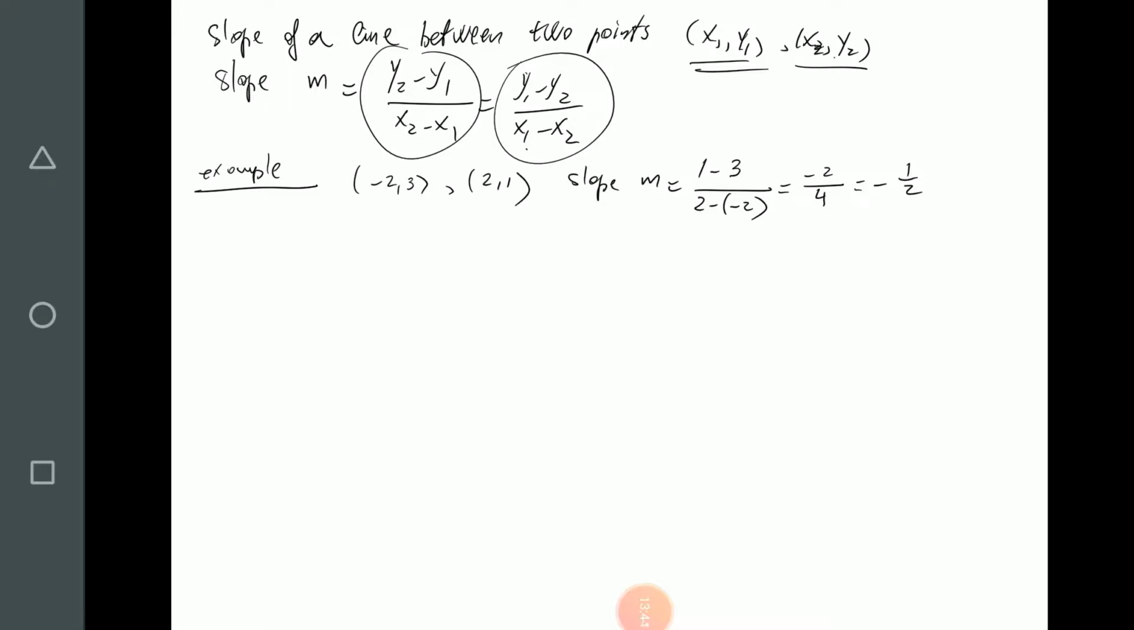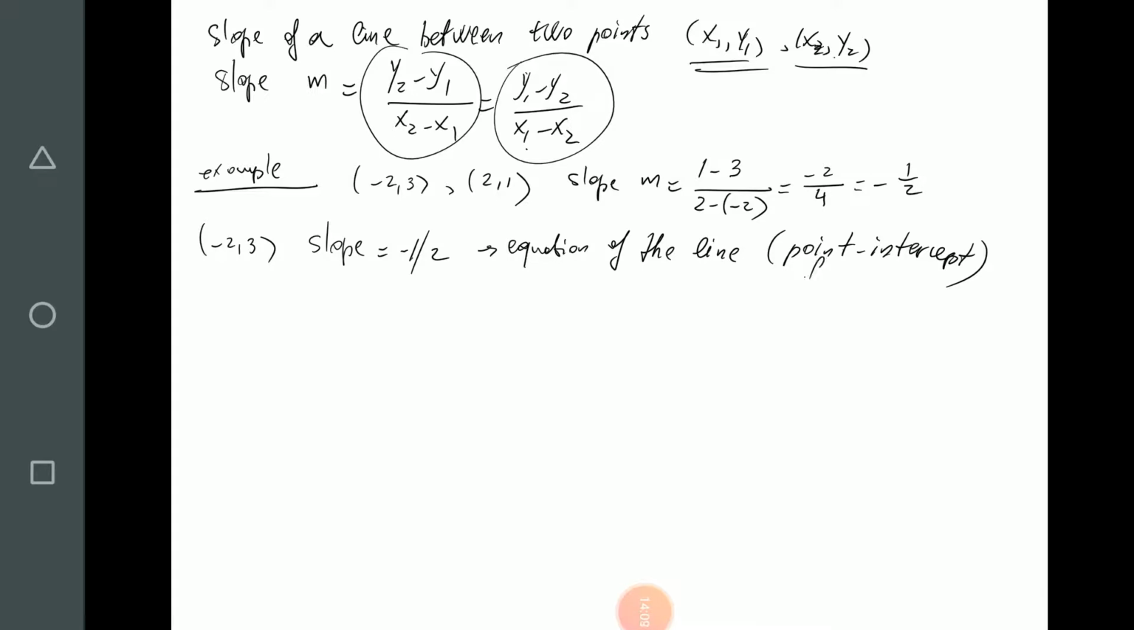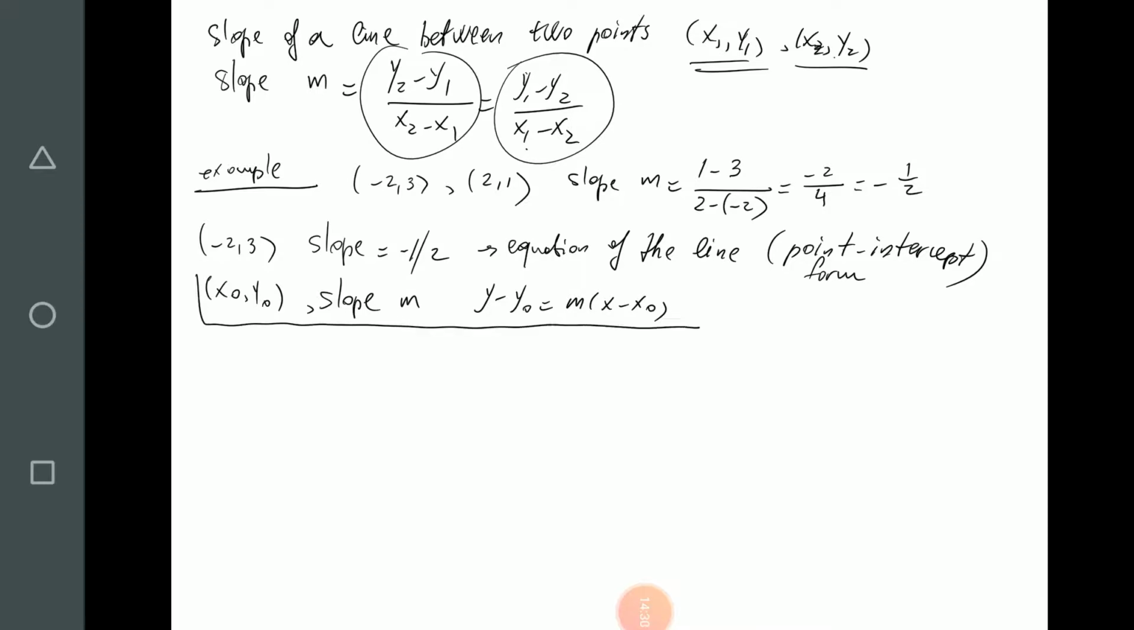When we have a point on a line, so in this case, let's say we start with the point minus 2, 3, and we know the slope of the line, which we just computed, and in some cases that might be given in the problem, we can compute the equation of the line, the so-called point-slope form of the equation of a line. So if we have a point x naught, y naught, and a slope denoted by m, this point-slope form of the equation of a line is y minus y naught equals the slope m times x minus x naught. So that's basically the third format of the equation of a line which we discussed in this lecture.